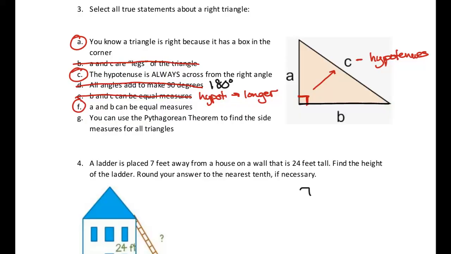Letter G, you can use the Pythagorean theorem to find the side measures for all triangles. Is that true or false? That is false. It has to be a right triangle. Pythagorean theorem only works for a right triangle. Okay? All right.